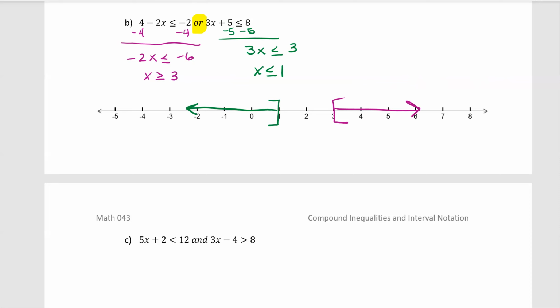The compound inequality is, a compound word is or. So we need all possible answers. So our answer, we have the interval from negative infinity to 1, union with the interval from 3 to positive infinity.